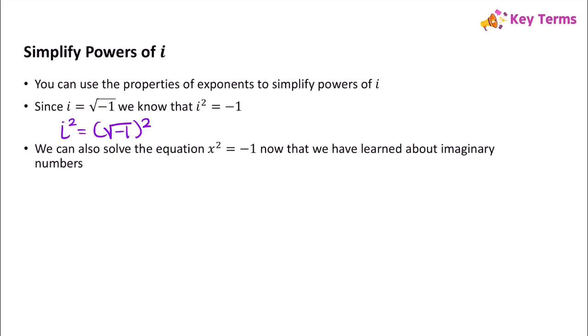We can also now solve equations like x squared equals negative 1. Right? If we have x squared equals negative 1, we can actually take the square root of both sides. And so that's going to give us x equals plus or minus the square root of negative 1. Well, we know the square root of negative 1 is i, so we have x equals plus or minus i.